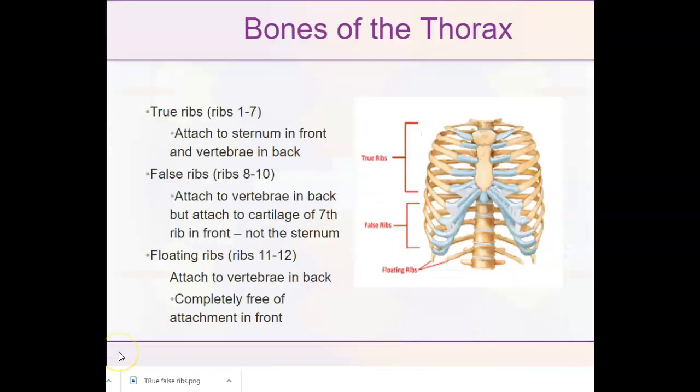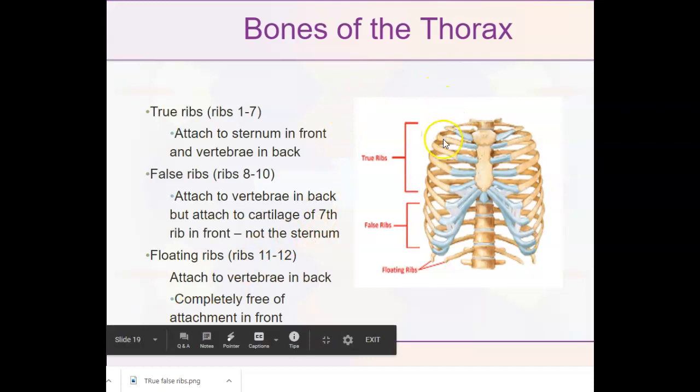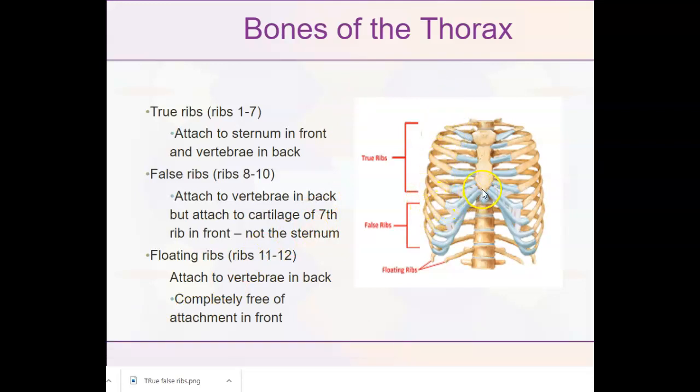Okay, bones of the thorax. We're heading down to the rib cage. True ribs are ribs 1 through 7. If you can count those, 1, 2, 3, 4, 5, 6, 7. You see all of those are attached to the sternum. That's why they're true ribs.